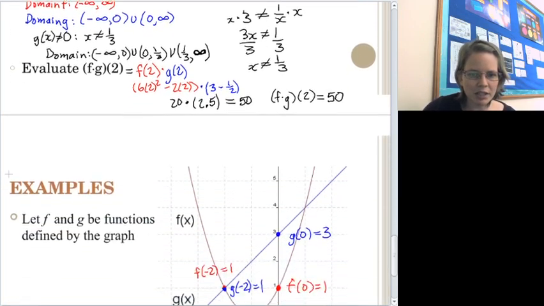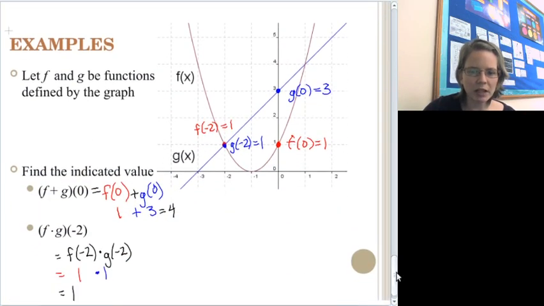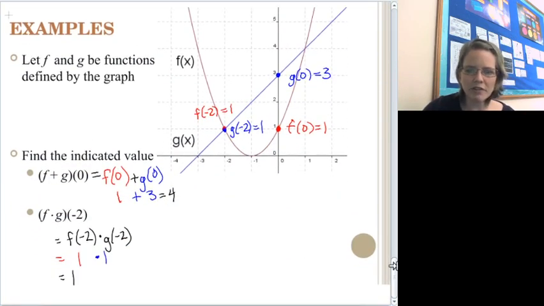And last we said functions can be defined by formulas, or they can also be defined by graphs. So we looked at an example of evaluating a function using a graph.